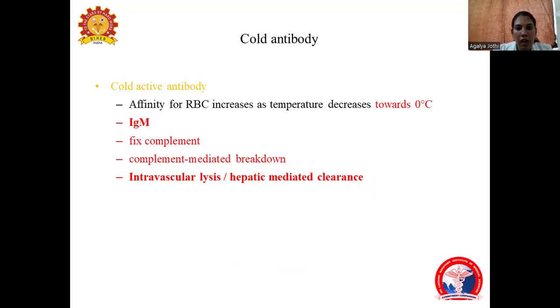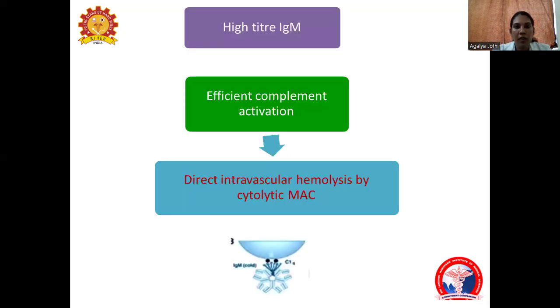Celsius. It is mainly IgM type. It fixes complement. It is a complement mediated breakdown. Here, either it can be intravascular lysis or hepatic mediated clearance.